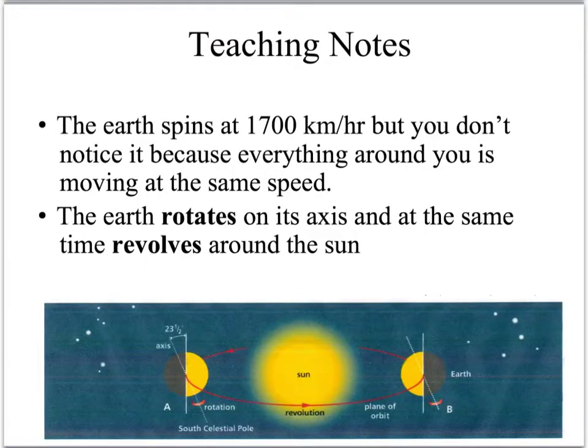The Earth spins at about 1700 kilometers per hour, but you don't notice it because everything around you is moving at the same speed. This is the same as being in a car or on a plane. As everything is going at the same speed as you are, you don't notice how fast you're actually moving. To use the correct terminology, we can say the Earth rotates on its axis at the same time that it revolves around the Sun.